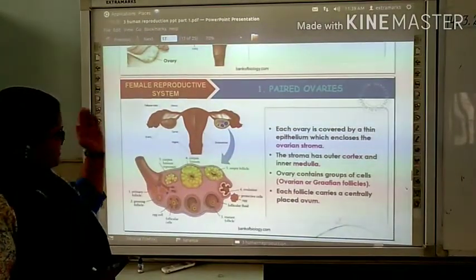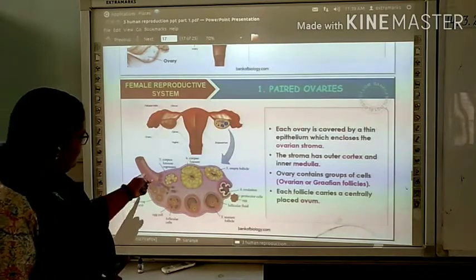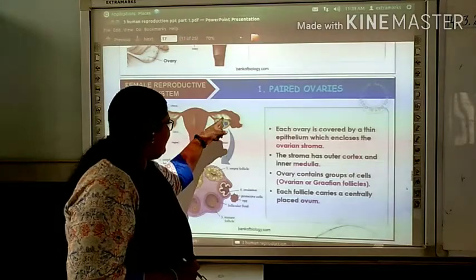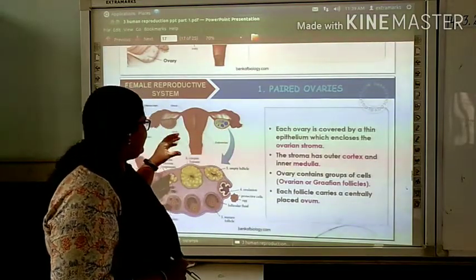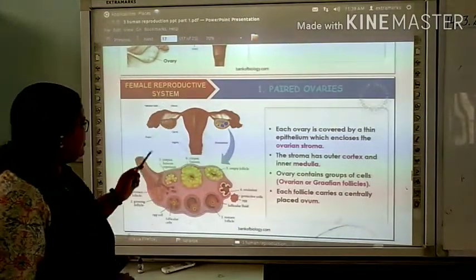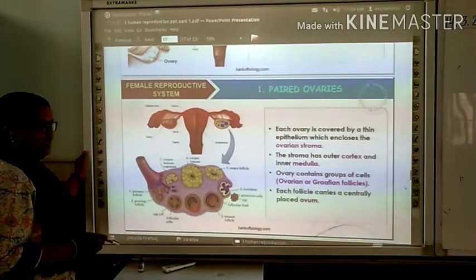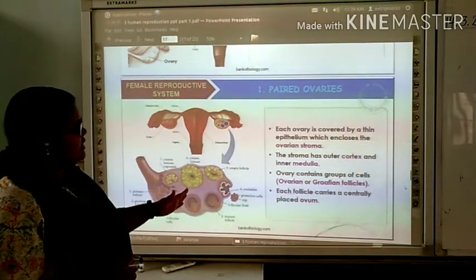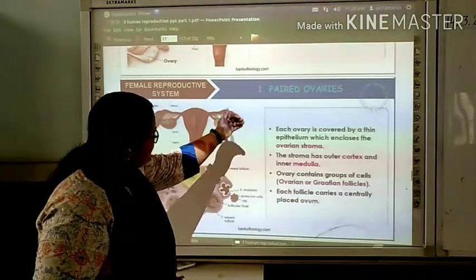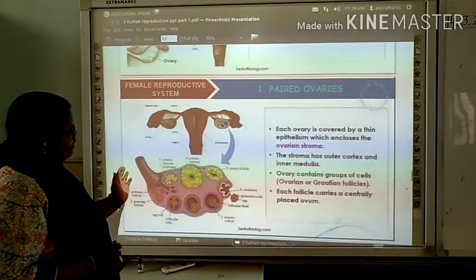Now here, if you take a section of this ovary, you can see that the ovary will be covered by a thin epithelial lining, right? That means each ovary is covered by a thin epithelial lining, which encloses the ovarian stroma, the entire structure. Here, in the ovarian stroma, there will be two parts. We can divide it into two parts: the outer cortex and the inner medulla, right?